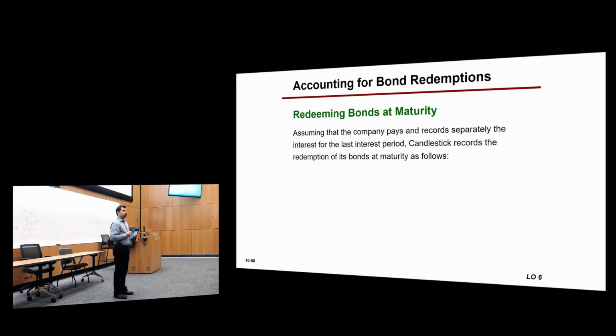What happens to cash? Decreases, right? So we credit cash. What happens to bonds payable? They decrease, so we debit. We will debit bonds payable, credit cash. This is when it is redeemed at maturity. This is considering that all interest was paid before. So in this case, we're talking about the actual bond payable that is being paid back on the day it matures.